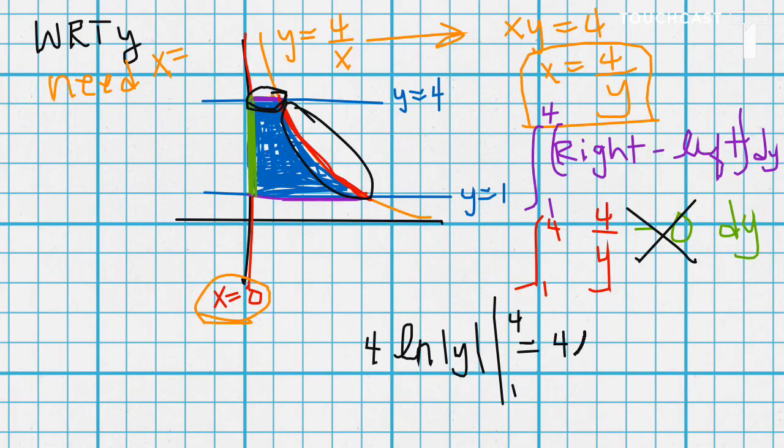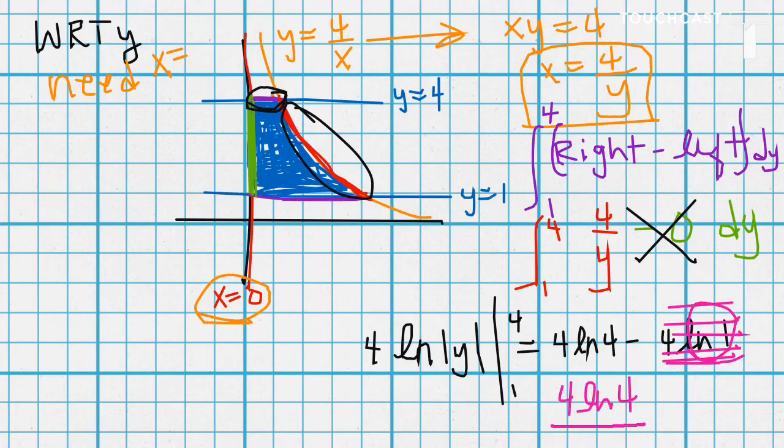And so I'll have 4 natural log of 4 minus 4 natural log of 1. But everybody knows natural log of 1 is 0, so this is all going to go away. And I end up with 4 natural log of 4, and OMG, that is the exact same answer I had when I did it with respect to x.